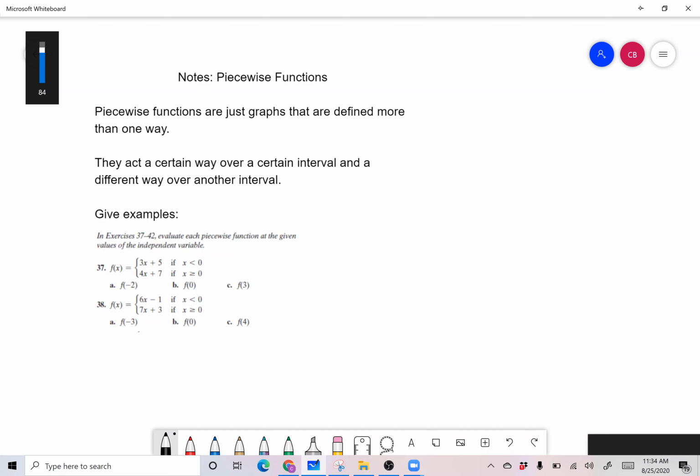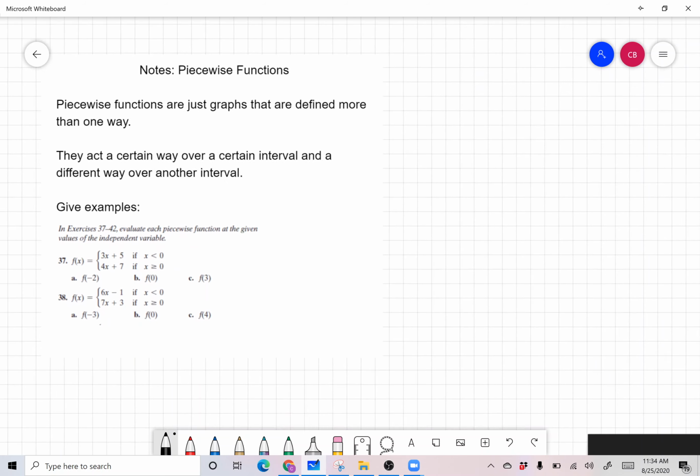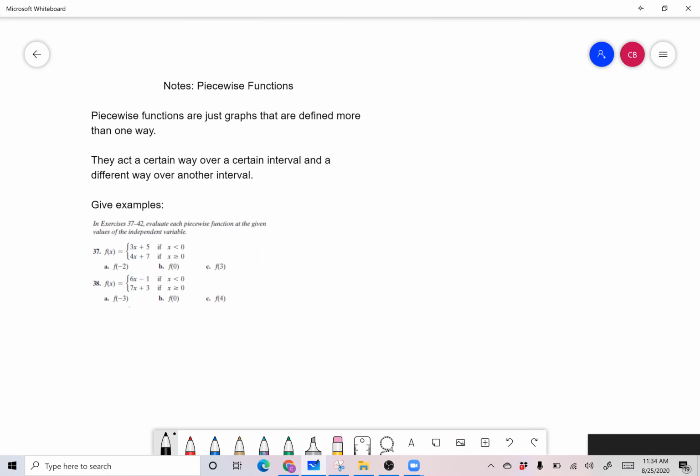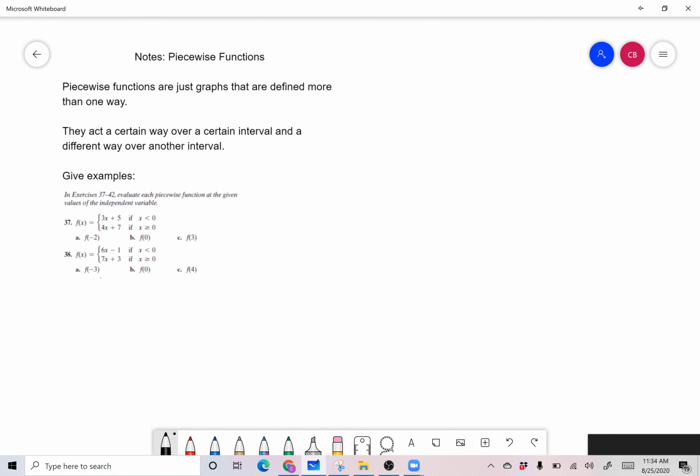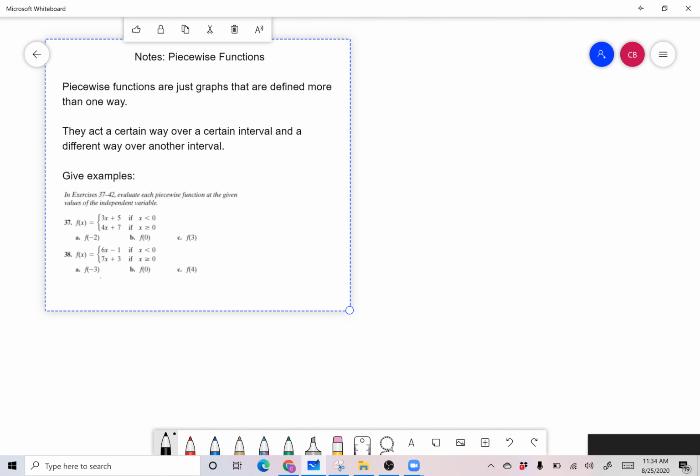Okay, and then another topic we're going to talk about is piecewise functions. These are graphs that basically are defined one way over one interval and a different way over another interval. These are your intervals. And so let's look at this.